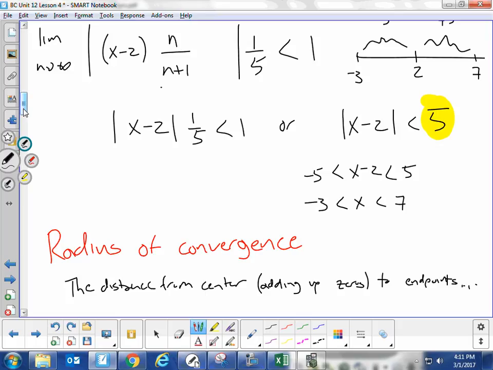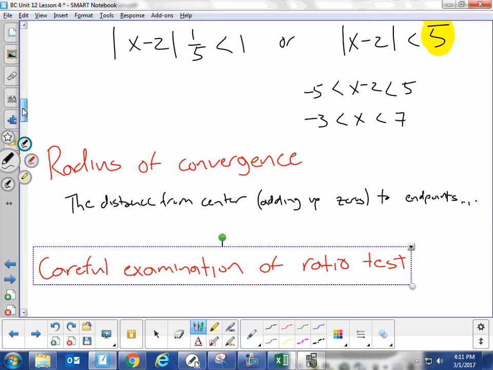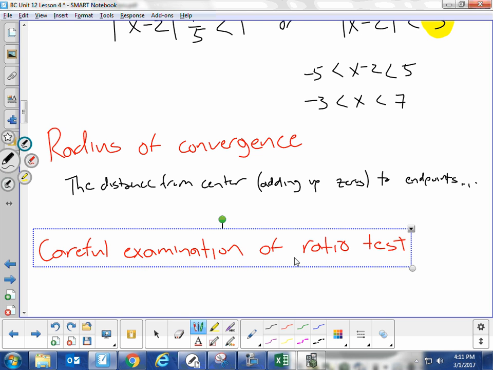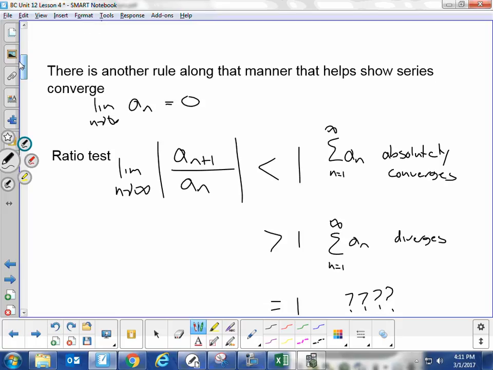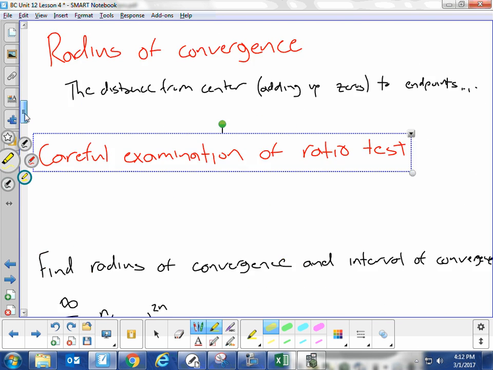But there's something else that is super important, and it comes along from careful examination of the ratio test. Let's go back to the ratio test. The ratio test says that if the absolute value of a sub n plus 1 over a sub n is less than 1, the series absolutely converges. Well, what does it mean to absolutely converge? That means we converge if we have an alternating series or if we're just positive, right? But if we conditionally converge, we still converge. So absolute convergence is correct for this.